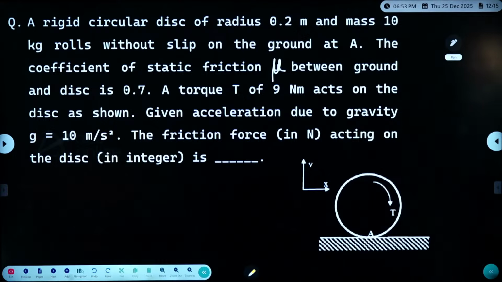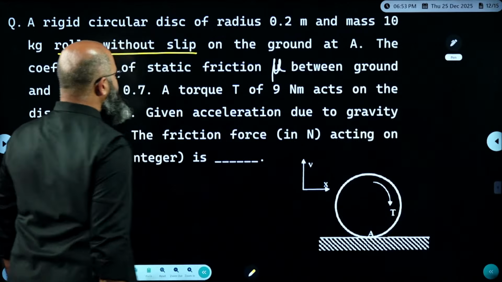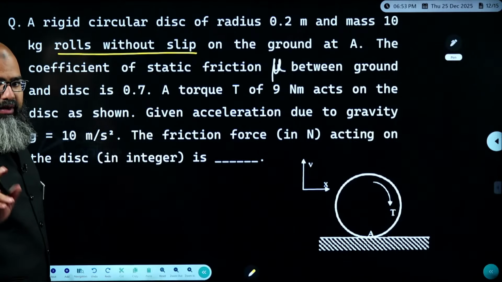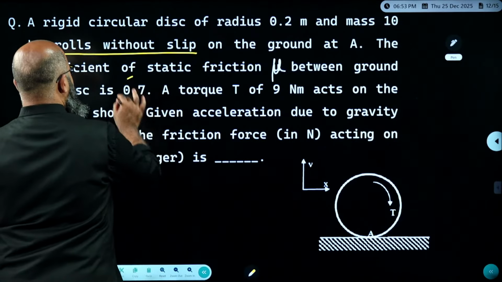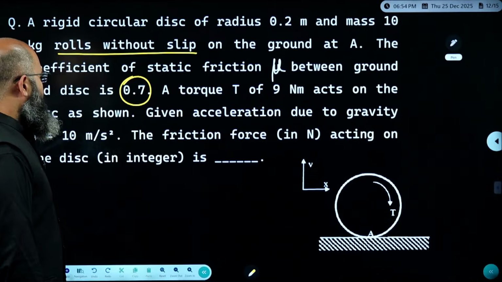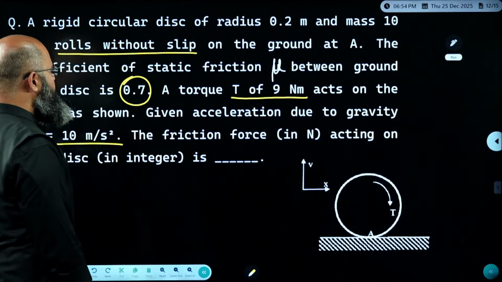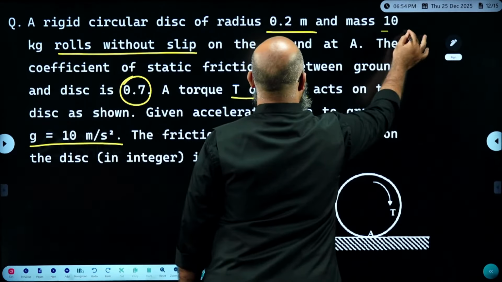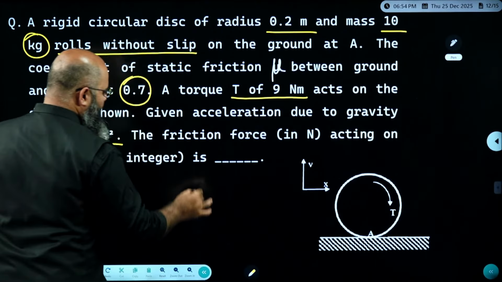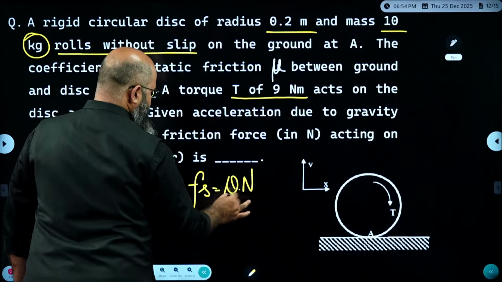Very good question. Now what are the important key points here? First key point over here is rolling without slip. Now mind you, whenever rolling without slip is there, you are going to have static friction. You can't have kinetic friction. The coefficient of static friction is also important, 0.7. That is giving you limiting static friction value. And torque applied is 9 Newton meter. Acceleration due to gravity, this much. Radius 0.2, mass 10 kg. Now first thing I'm going to do is find out my limiting static friction, which is equal to mu times normal, in this case mu times mg.